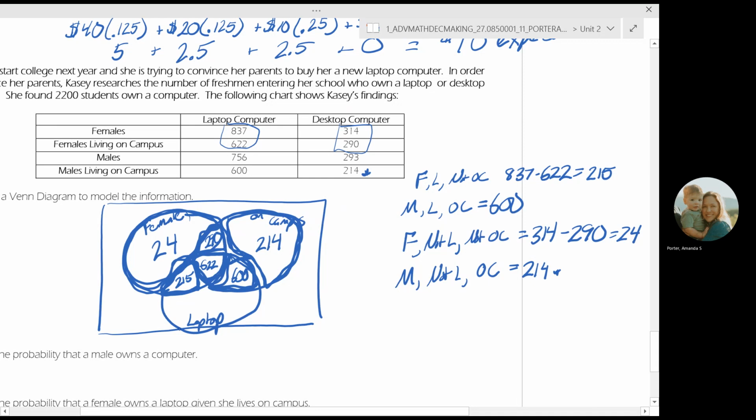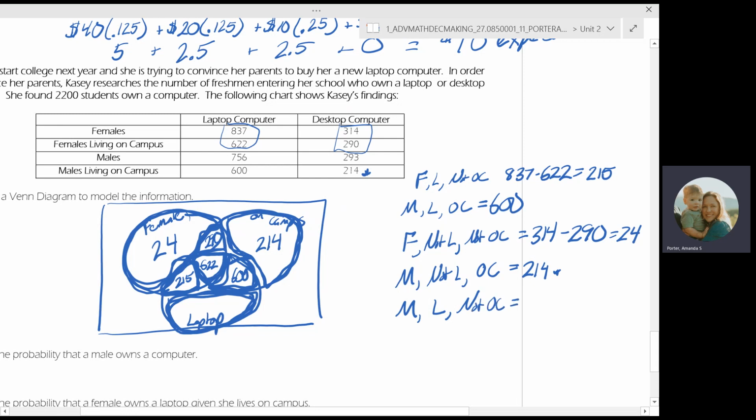Down here. Whew, guys, we're getting there, I promise. This section down here is males because it's not females. This is a laptop, but it is not on campus. So males with a laptop that are not on campus. I'm under laptop, not on campus. So this is going to be that 756 minus 600. So I'm going to put a 156 right there.